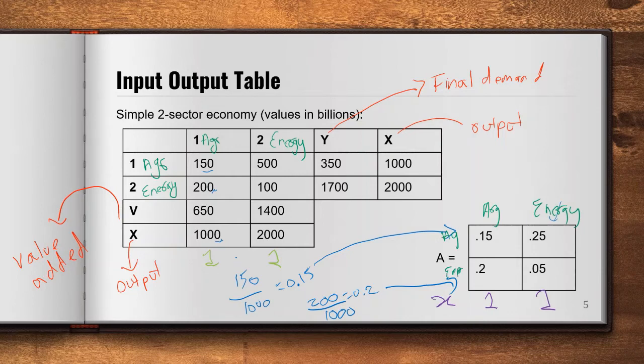So it's just telling you the proportion. Like if you're producing 1 unit of agriculture, you will be needing $0.15 billion of agriculture and $0.2 billion of energy. And if you're making $1 billion of energy, you will be needing $0.25 billion of agriculture. So we have just simplified this in this way. And in the next slides, we'll be using this A matrix to do our calculations. Great.